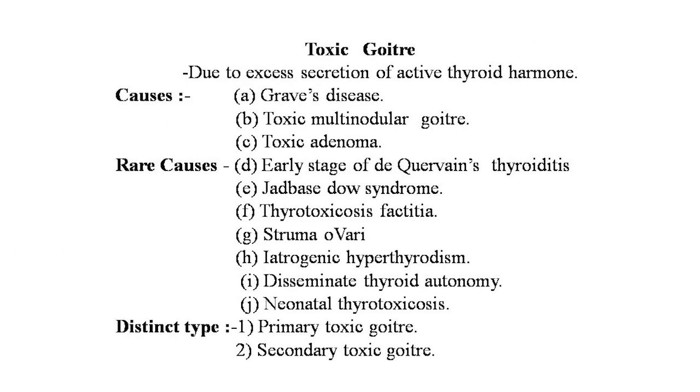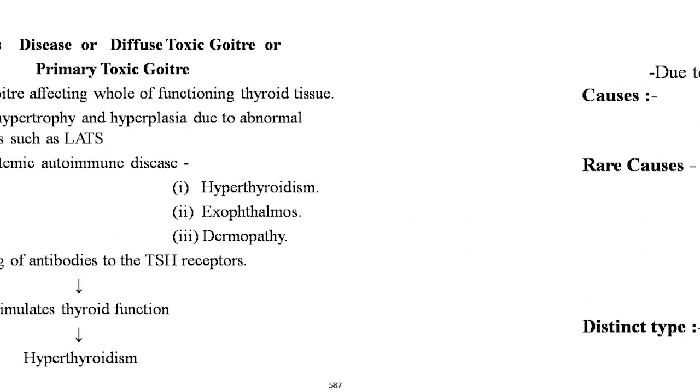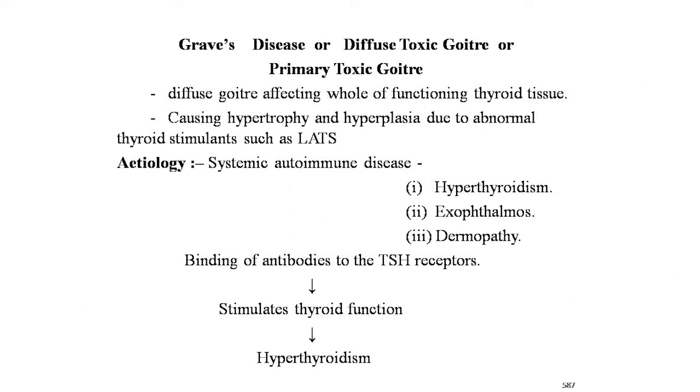Now the toxic goiter: in toxic goiter there is excess secretion of active thyroid hormone. The causes of thyrotoxicosis are Graves' disease, toxic multinodular goiter and toxic adenoma. Rare causes are the early stage of De Quervain's thyroiditis, Jod-Basedow syndrome, thyrotoxicosis factitia, trauma, struma ovarii, iatrogenic hyperthyroidism, disseminated thyroid autonomy and neonatal thyrotoxicosis. The distinct types are primary toxic goiter and secondary toxic goiter.